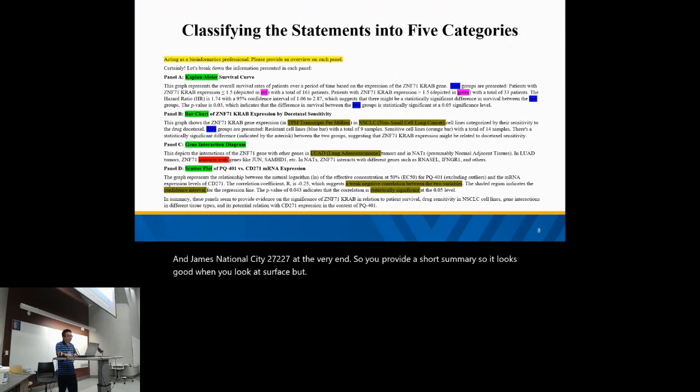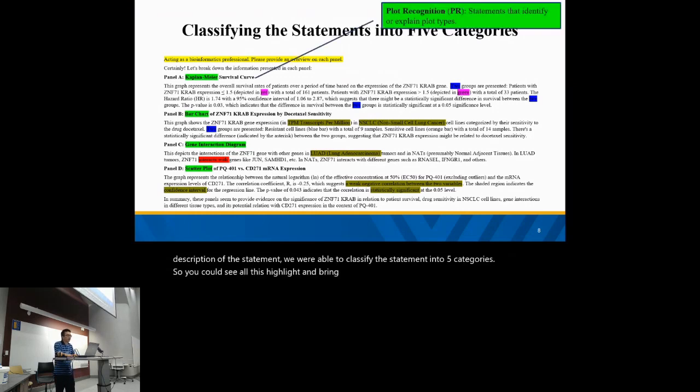we take a very close look at these statements, and this is only one example. When you dive into the statements, we were able to classify them into 5 categories. You can see all this highlighted in green actually describes what type of plot this panel is, so we call these statements plot recognition.